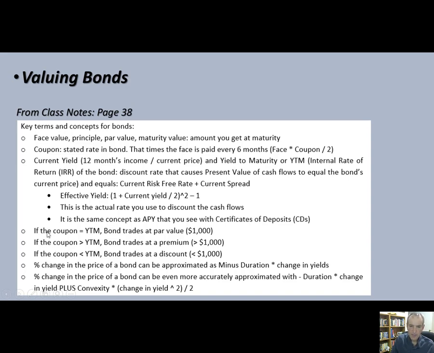So bonds, if their coupon equals the current yield, then it's going to be priced at par. A bond that matures at $1,000 will cost you $1,000 today. If the coupon is higher than current yield, this is a great bond. It's paying you 6% in a market where bonds are only paying 2%. That's going to be a premium bond. You're going to really love that bond.